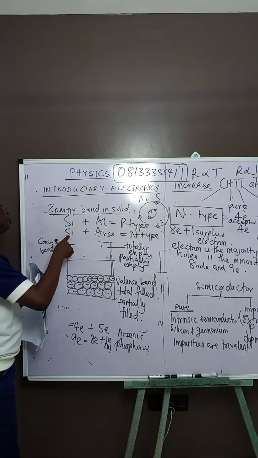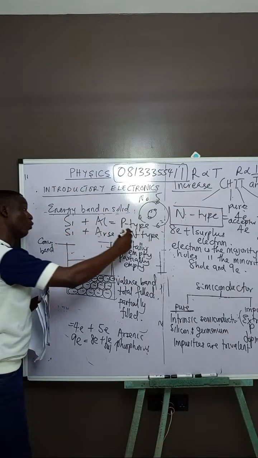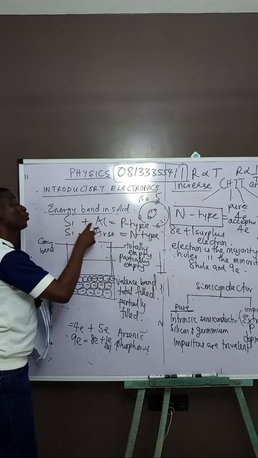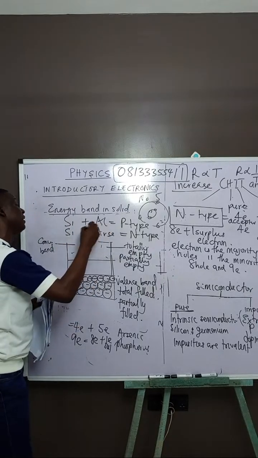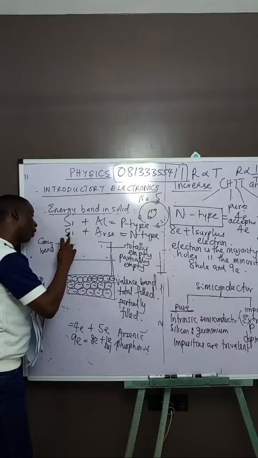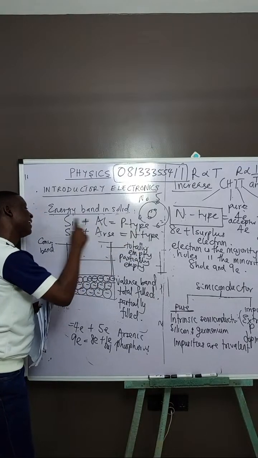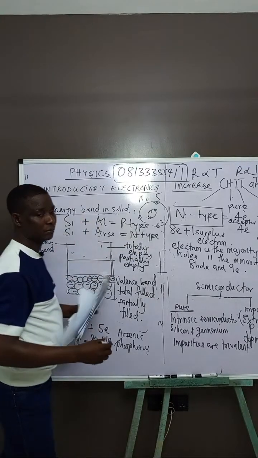Pentavalent, coupled with what? A pure semiconductor. We have what? N-type. A pure semiconductor combined with trivalent, you have p-type. Pentavalent with pure gives n-type. Trivalent with pure gives p-type.